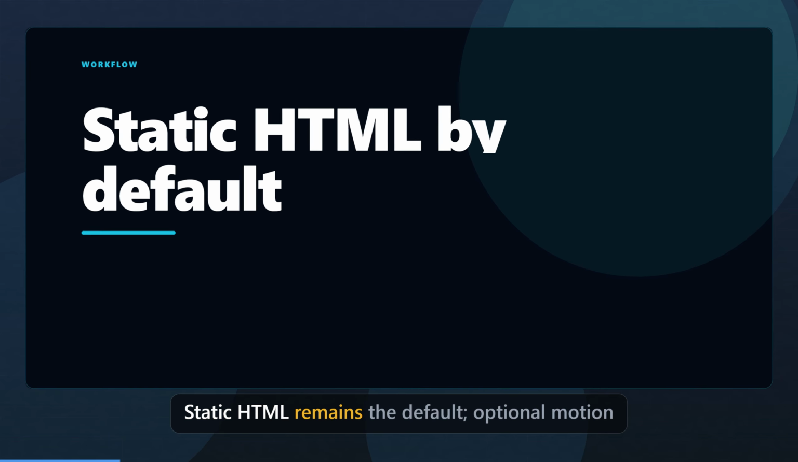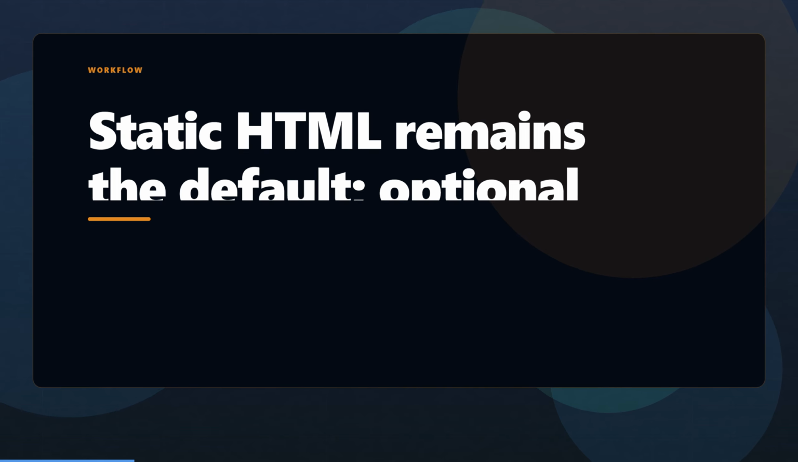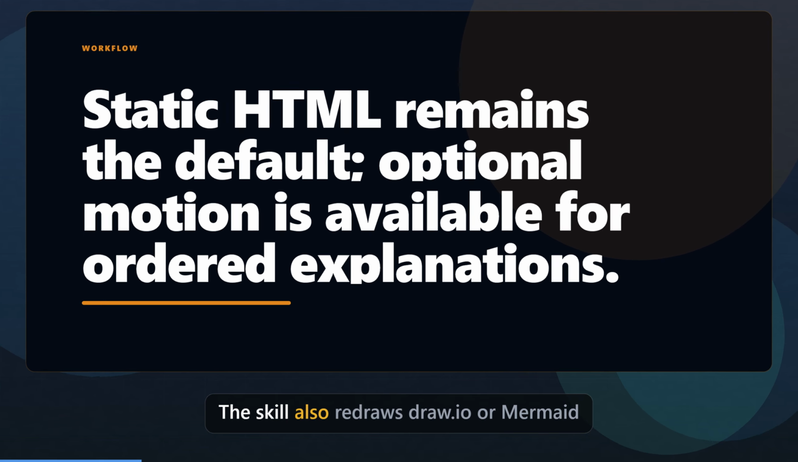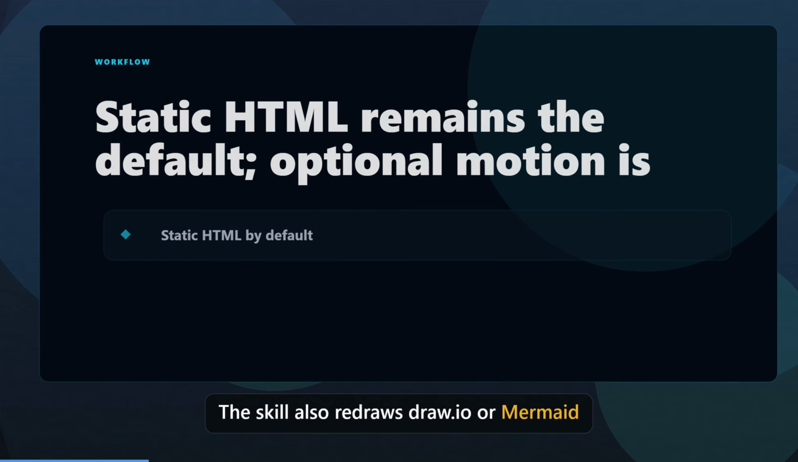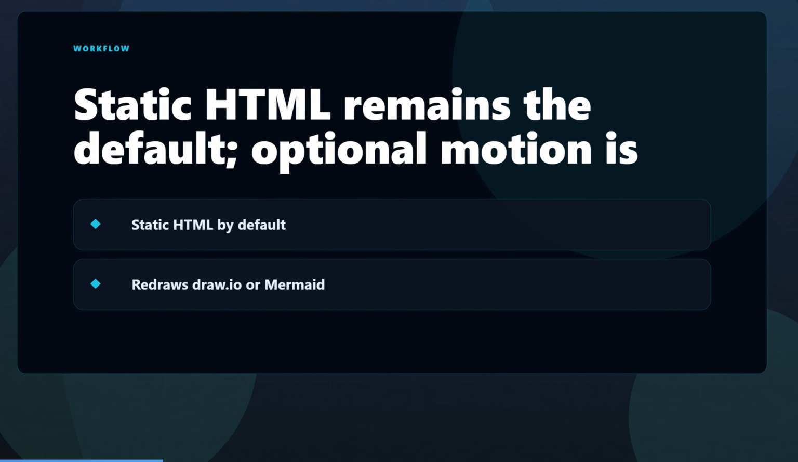Static HTML remains the default, optional motion is available for ordered explanations. The skill also redraws draw.io or mermaid sources at a chosen format, size, and detail level.